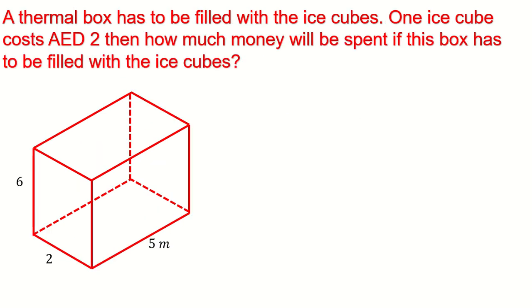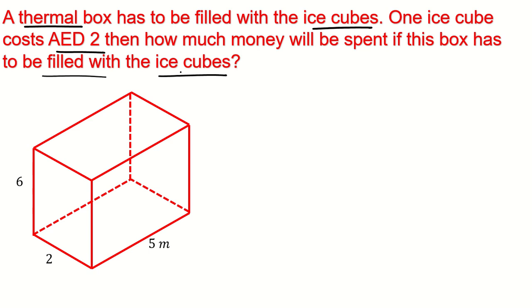Now the next question can be a thermal box. Thermal box means where you put the ice cubes, which lasts for a long time, okay? A thermal box has to be filled with the ice cubes. One ice cube costs 2 dirham. Then how much money will be spent if this box has to be filled with the ice cubes? Okay, now here I think they have not given the volume of the ice cube. So okay, no problem. We'll take some volume of the ice cube.